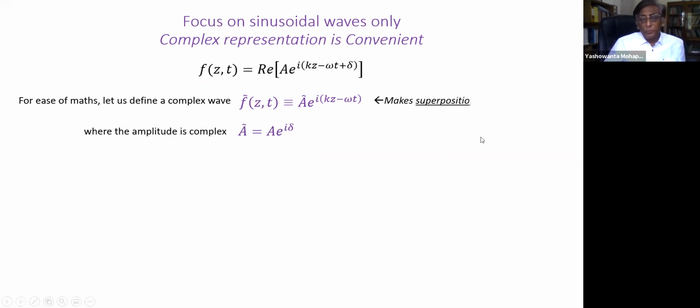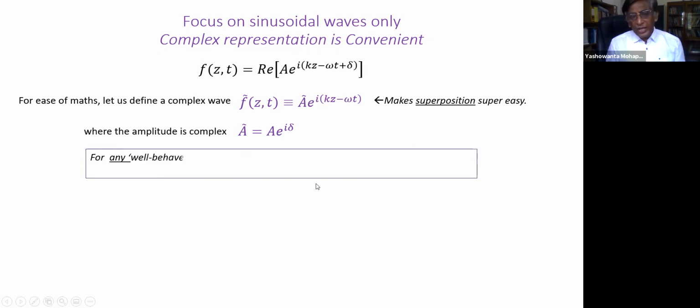This makes superposition easy because it's a linear equation, and hence if there are two solutions, or different waves, I can add them. Suppose there are many wavelets and I want to add them. Superposition becomes very easy if I define a complex wave, because in that case the complex amplitude simply gets added up, especially with the same k, the same wavelength and same omega. All physical waves are well behaved, since they physically occur, so we'll call them well behaved.